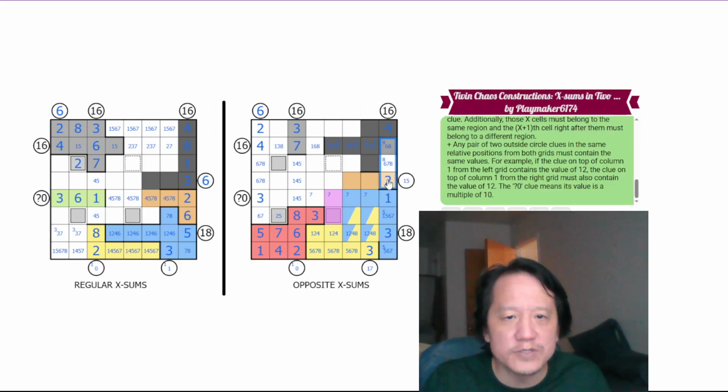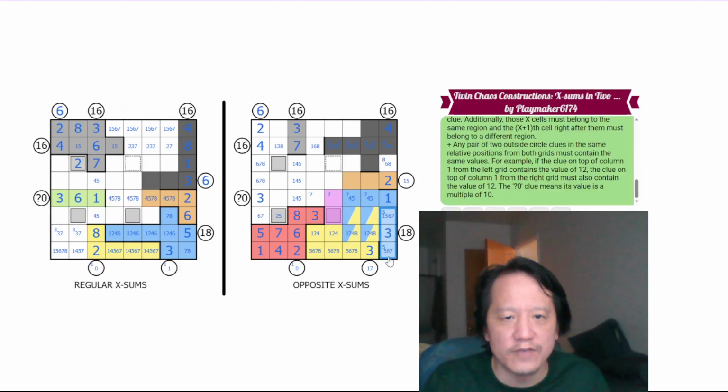So this adds up to 16. It cannot be 7. It's 1, 3, 5, 7 here. So no 7 here. So this must be 1, 4, 5 to add up to 10. And we have a contradiction. There we go. That's pretty long convoluted.